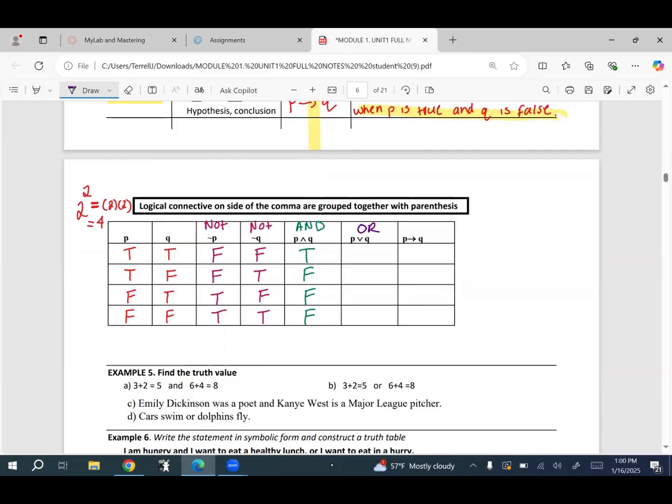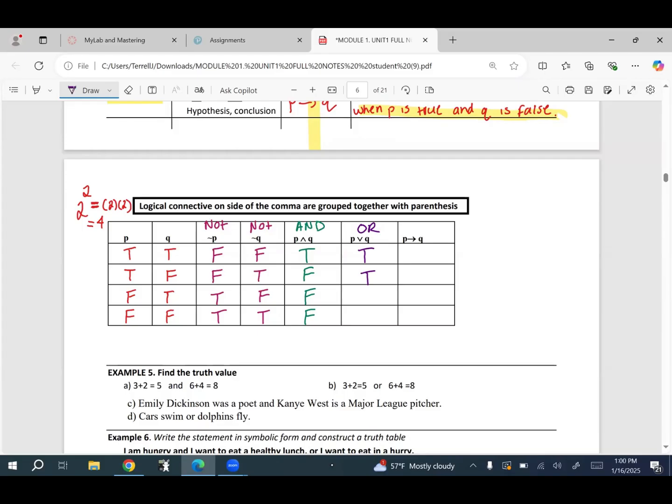So look at the first one. P is true and Q is true. True, good. P is true and Q is false in the second row. So P or Q is, at least it's saying just one of them has to be true. And then the or statement is true.